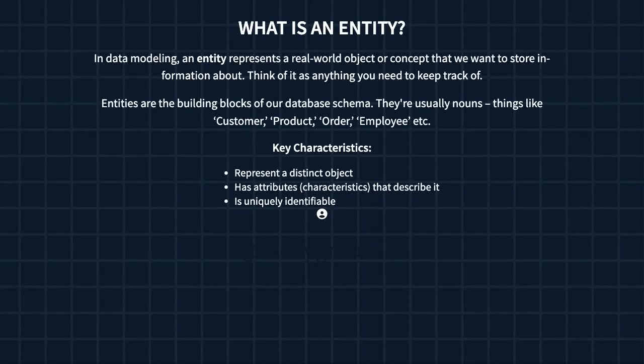Okay, let's start with the fundamental concept, the entity. Simply put, an entity is anything real we want to keep track of, like a customer, a product, or an order. It's basically a noun that represents something tangible or conceptual. Each entity has attributes, details that describe it, such as a customer's name and address. And crucially, each entity needs to be uniquely identifiable so we can distinguish one from another.